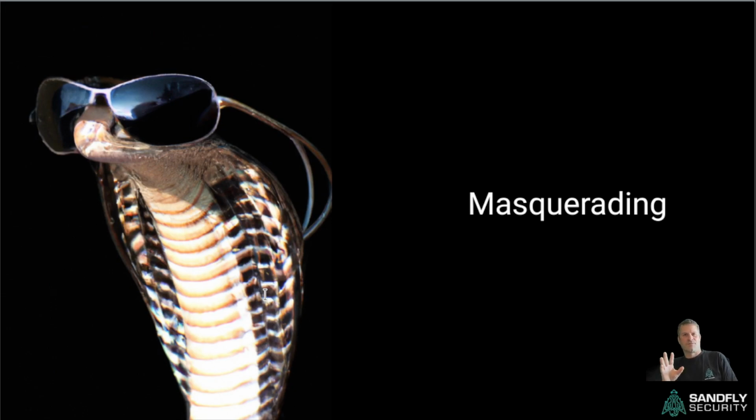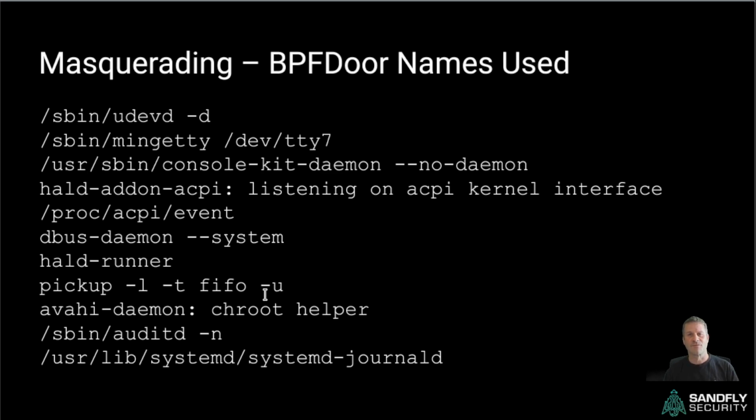So, masquerading. The first thing this malware did when it started is it wanted to protect itself against accidental discovery by trying to pretend to be something that it isn't. That's what masquerading is. In this case here, it's a viper wearing some sunglasses, trying to say, hey, don't look at me. And that's essentially what BPFDoor is.